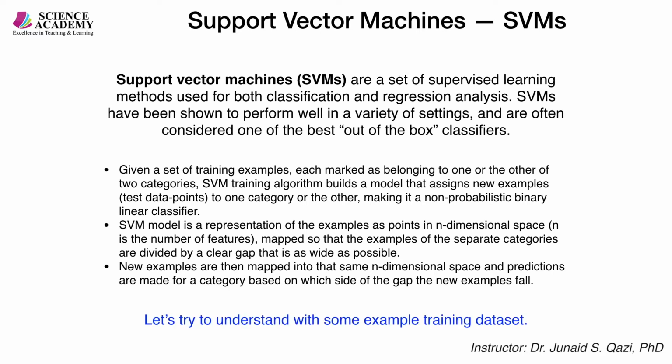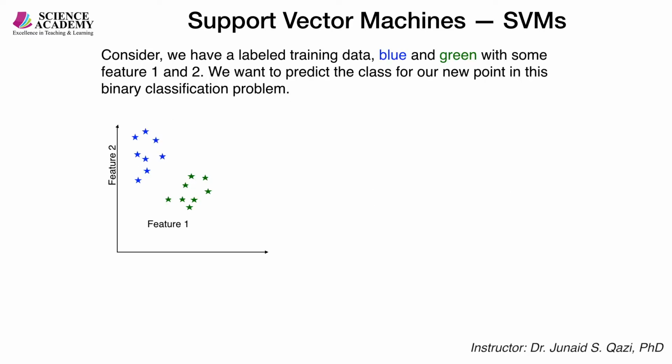Let's try to understand this process with some training dataset. Consider we have labeled training data, in this example blue and green, with some features, feature 1 and feature 2. We want to predict the class for our new point in this binary classification problem.